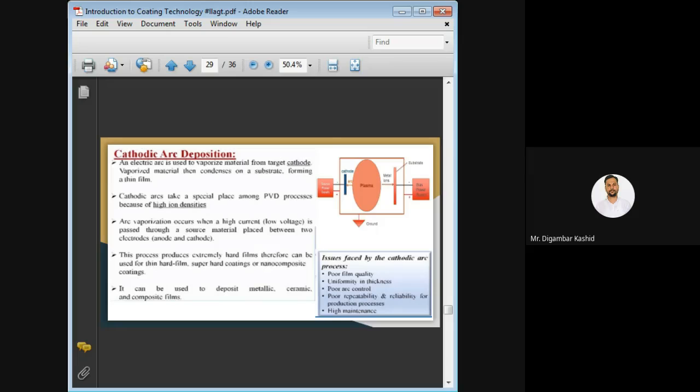Once again I repeat about this cathodic arc deposition. Here an electric arc is used to vaporize the material from the target cathode.